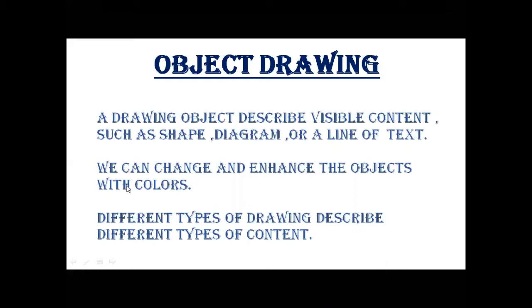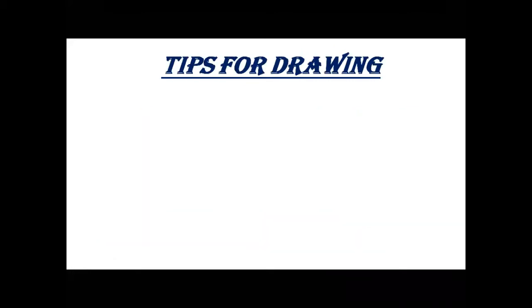As we know, in the previous class we drew scientific diagrams, and for scientific diagrams we used only a pencil and did not use colors. But for object drawing, we can use colors to enhance and change it. Next, different types of drawing describe different types of content. Then we will move towards the tips for drawing, especially for object drawing.